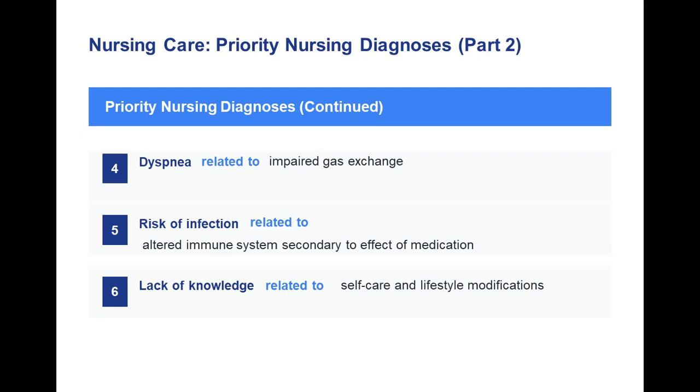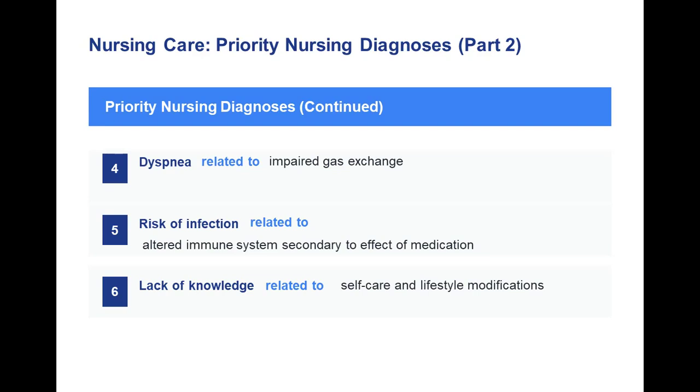Diagnosis 5, risk of reinfection. This is often related to an altered immune system secondary to the effect of medication. Many respiratory treatments involve steroids or immunosuppressants, making infection prevention crucial.